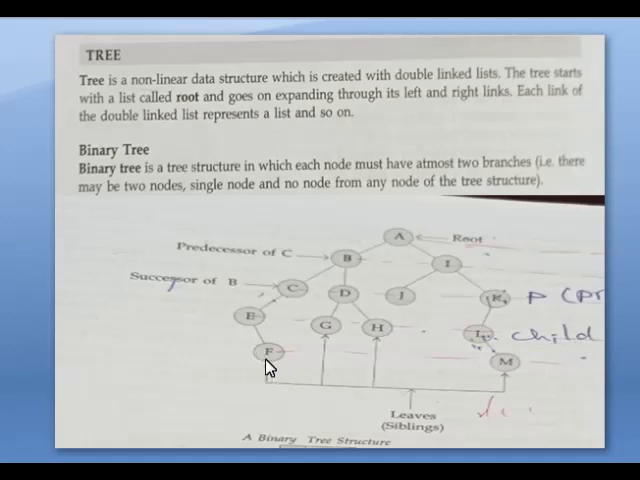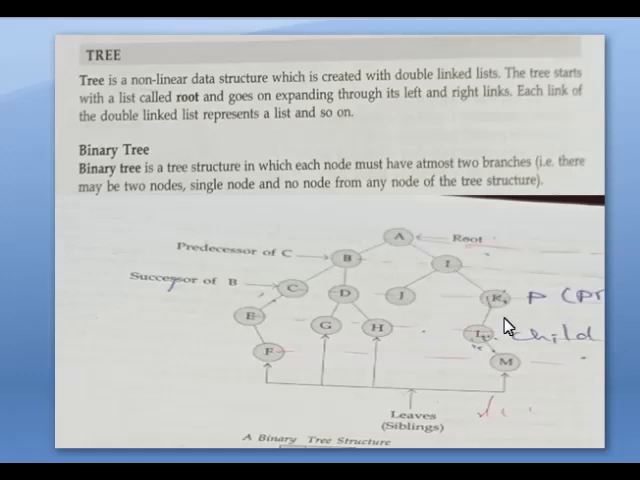Height of the tree will start from 1. Level of the tree is height minus 1. That is 0, 1, 2, 3, 4. Or you have to first find out the height, that is 1, 2, 3, 4, 5. 5 minus 1, that is the level of the tree.